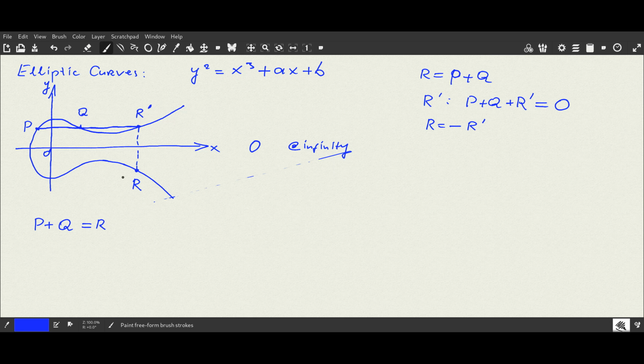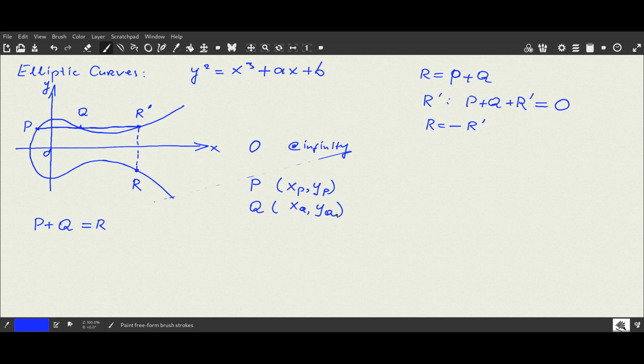Okay, how would we construct this point R prime and then R algebraically? That is a bit interesting. So let us see, what is known? Suppose that we have points P with the coordinates xp, yp, and Q with coordinates xq, yq.